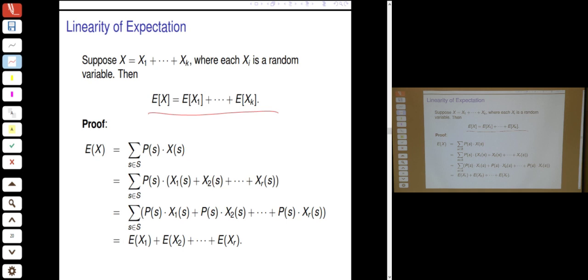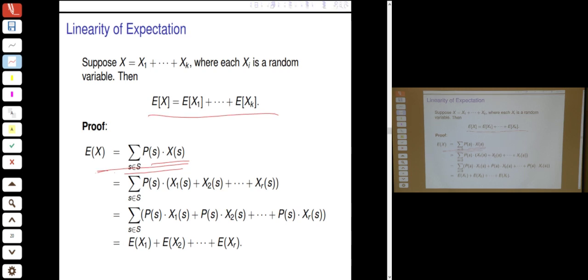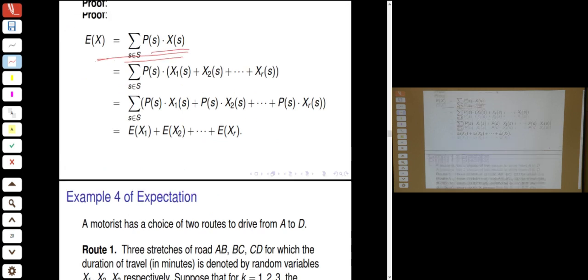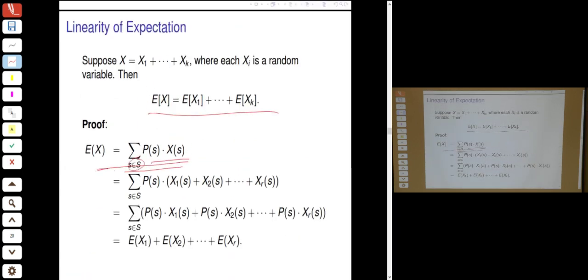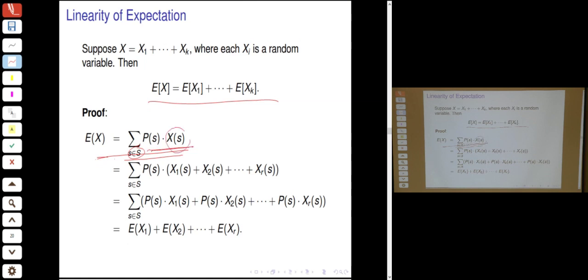Okay. And here is a simple argument to see why this is the case. Expectation of x is a sum over all outcomes, probability of that outcome times x applied to that outcome. Because if you take an outcome, treat it as the outcome of the random experiment, so the outcome of the random experiment is s, and you feed that outcome into the random variable x as an input, then you get the value of the random variable, right. So, this is the value.